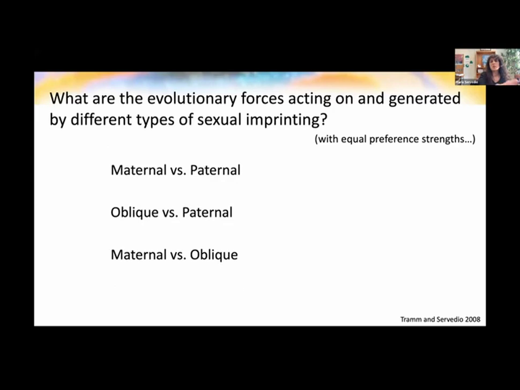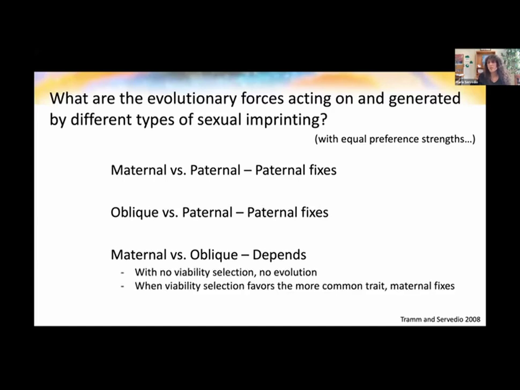So we competed first maternal and paternal imprinting, then oblique and paternal, and then maternal and oblique. And what I found was whenever paternal is in one of these 2 comparisons, it fixes. Whereas with maternal and oblique strategies, if you compare them with one another, the result depends. If there's no viability selection, there's no evolution. So these strategies are completely neutral. But if there's viability selection favoring the more common trait, maternal fixes, and if not, oblique fixes.